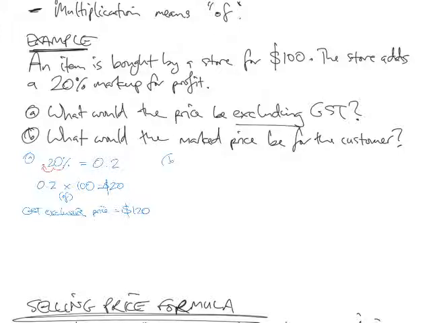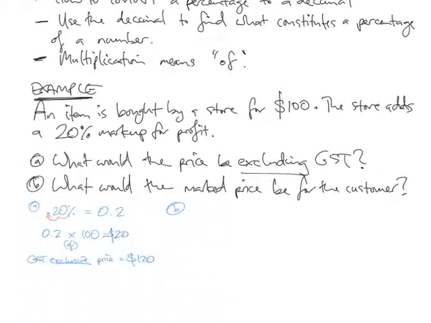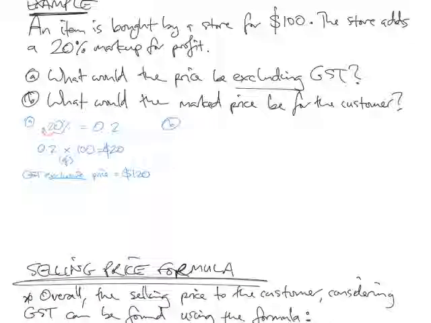Okay. Next, B. What would the marked price be for the customer? So we quickly discussed above that the marked price, what we pay, is going to be the price of the item plus the markup, and then 10% of that as a GST. So we have worked out the price of the item plus the markup here, the GST exclusive price. We just need to work out what that is plus the 10% GST.